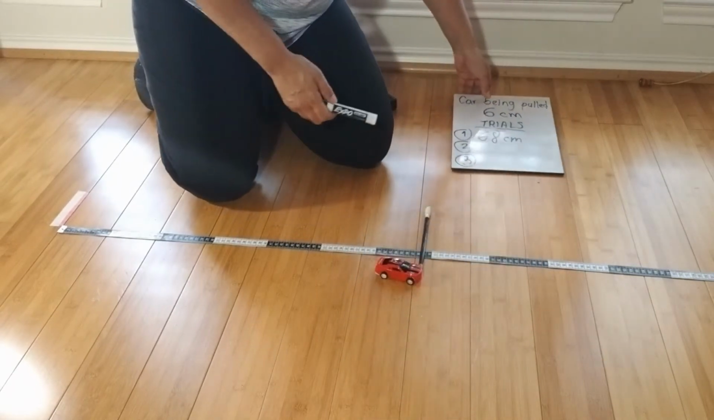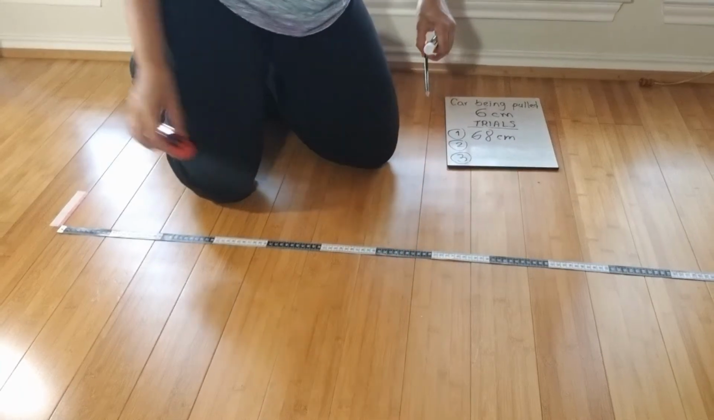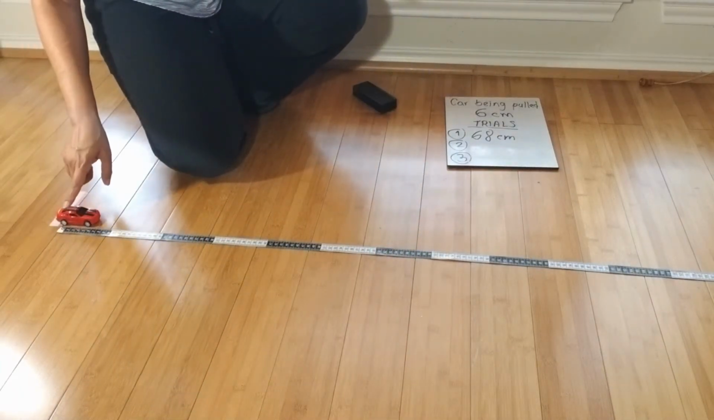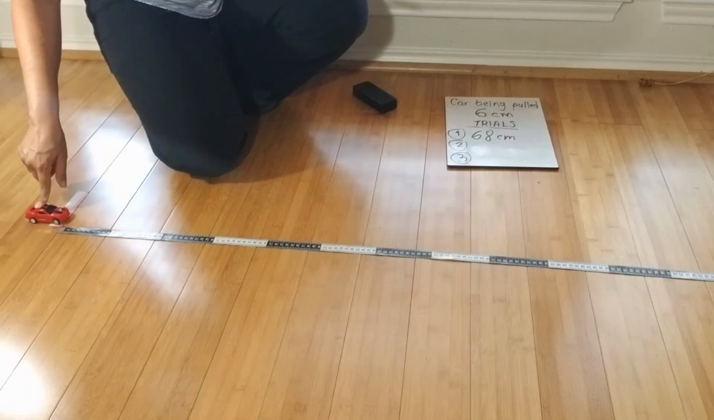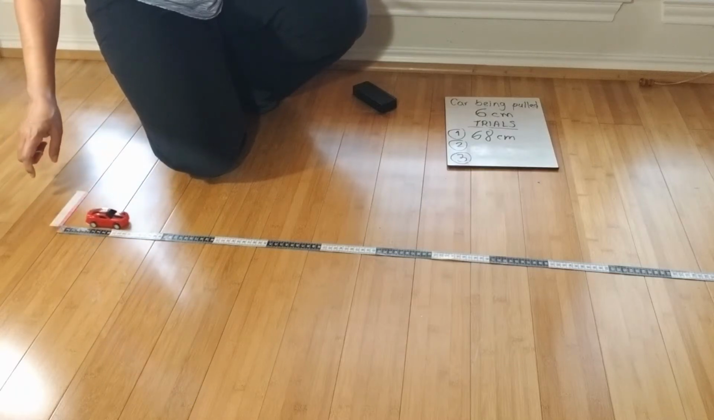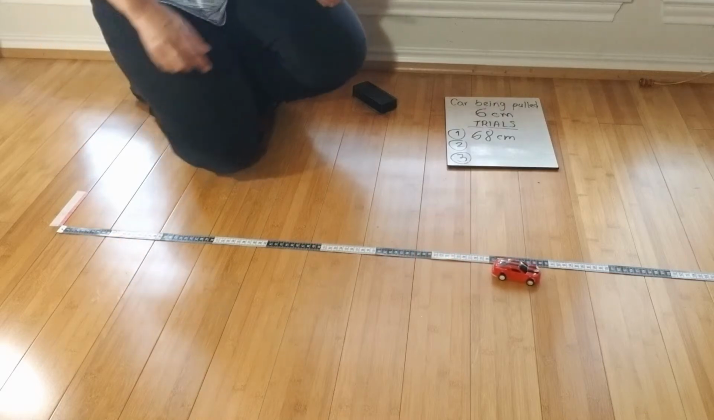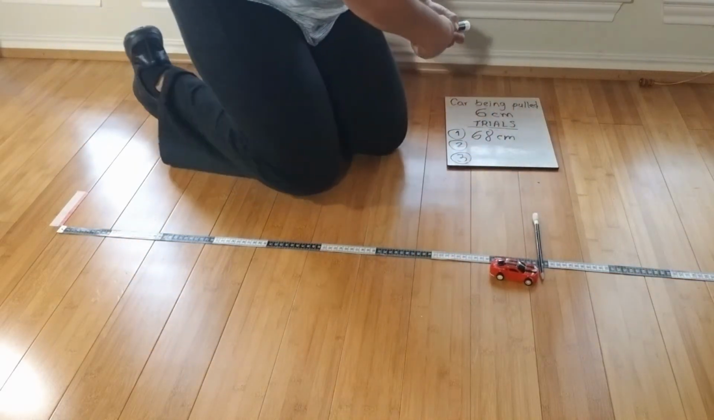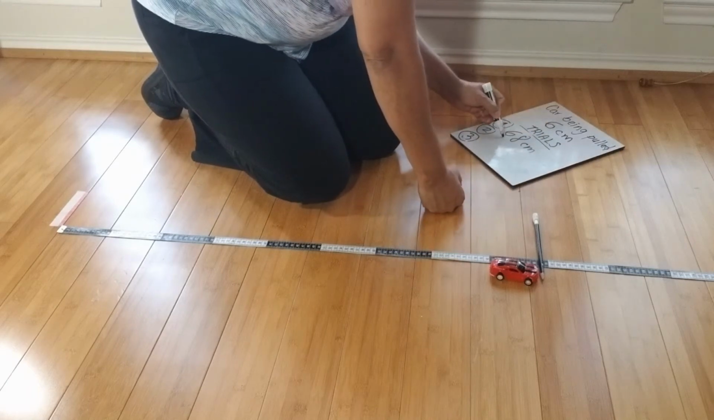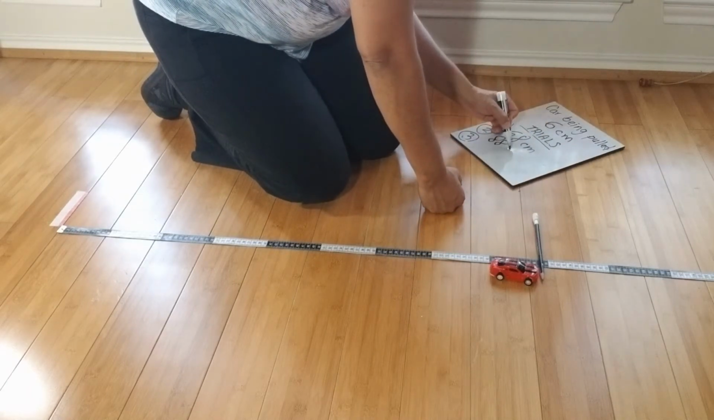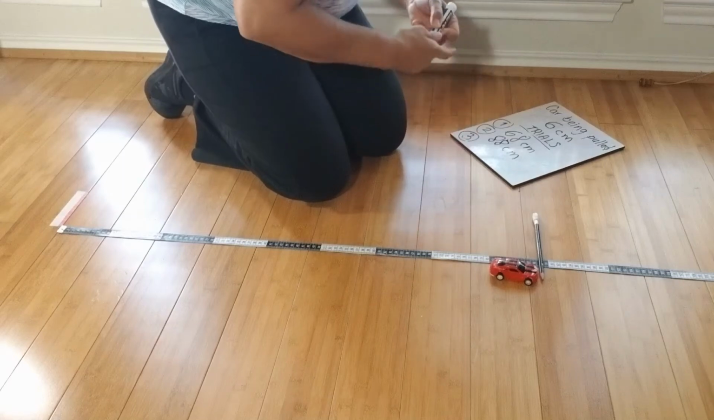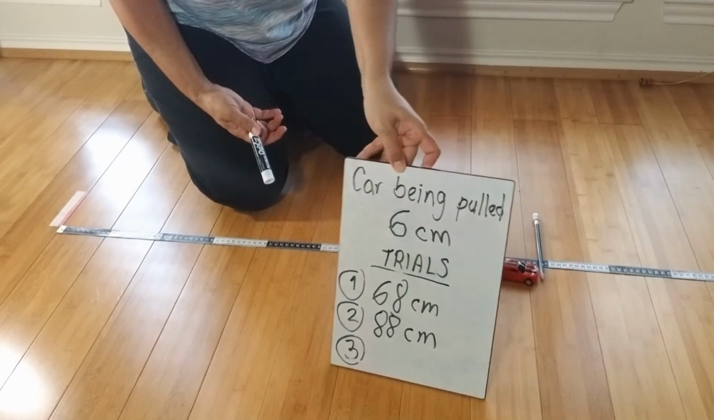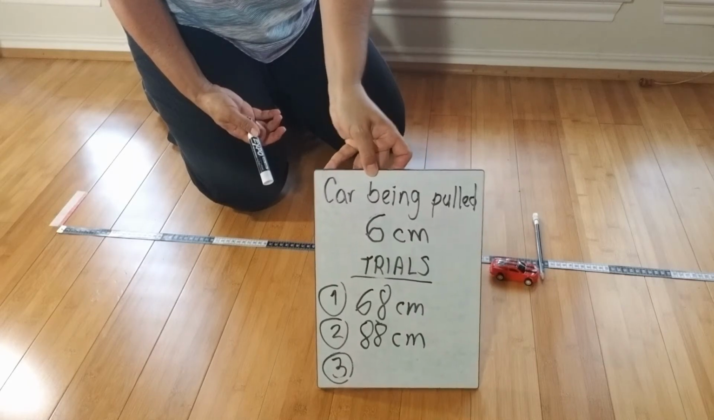Let's repeat. Let's do the second trial. I put it again at 6 centimeters, and I'm going to pull it back to the starting line and let it go again. This time it went a little bit farther. It's 88 centimeters. Now again, write it in your journal. The second trial is 88 centimeters.